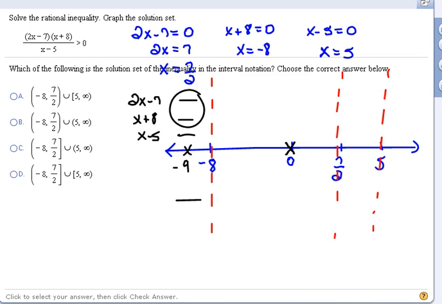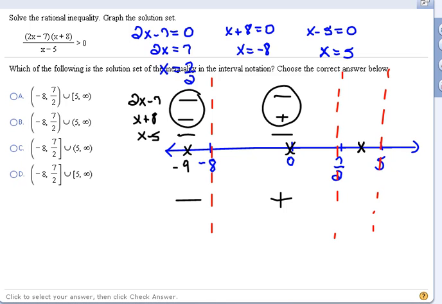Now let's try something in the middle, like 0. 0 minus 5 would be negative. 0 plus 8 would be positive. And 0 times 2 would be 0, minus 7 would be negative. So multiplying these two, we'd get a negative. Divided by negative is positive.